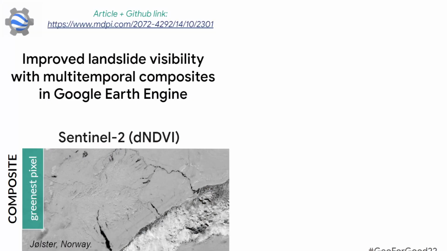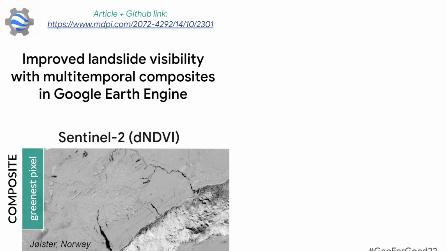And this slide is about a technique we used in a previous study, looking at landslides triggered by extreme rainfall in Norway. Here we found that landslide visibility could be improved if you use multi-temporal composites or stacks of images for pre and post event to make change images.